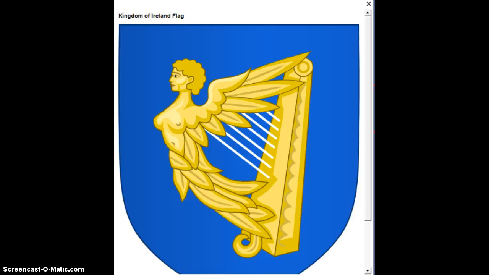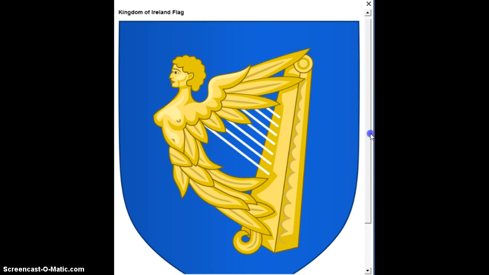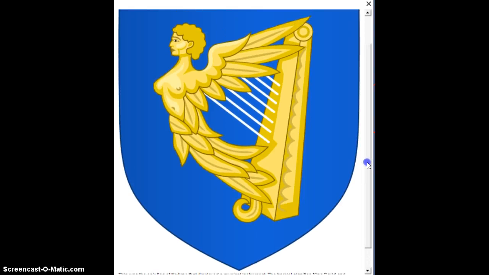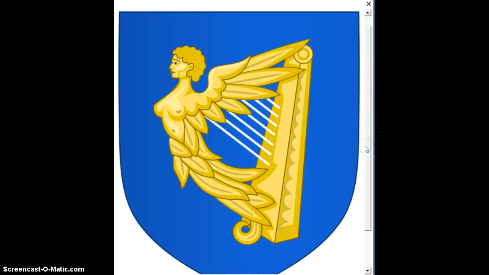Here is the Kingdom of Ireland's flag. The harpist represents King David, and it reflects the prestige of the musician. This was one of the only flags that used a musical instrument to represent some type of meaning.